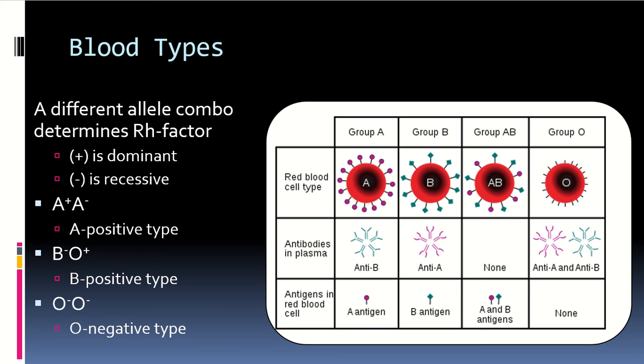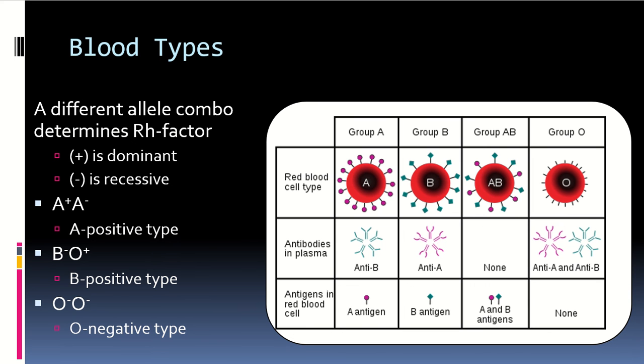Therefore, say someone inherits an A allele from both parents, and inherits a positive allele from one parent and a negative allele from the other parent. Both alleles are A, so the blood type will be type A, and one of the Rhesus factor alleles inherited was positive. Therefore, positive is dominant. This will cause that person to have A positive blood.